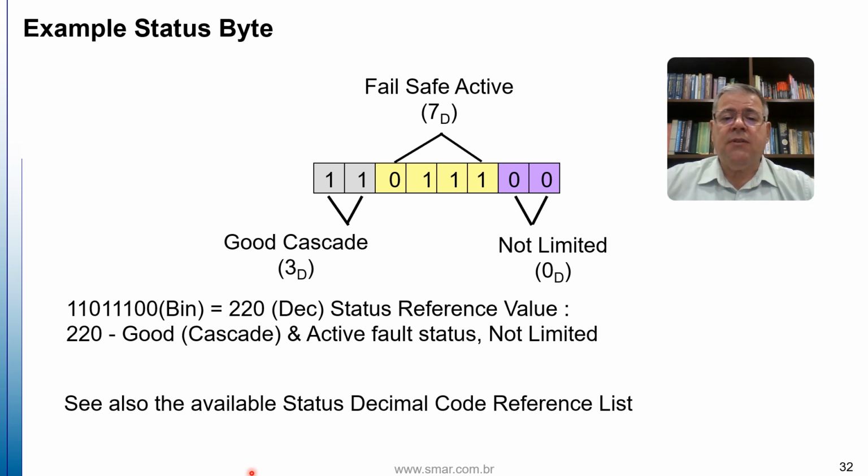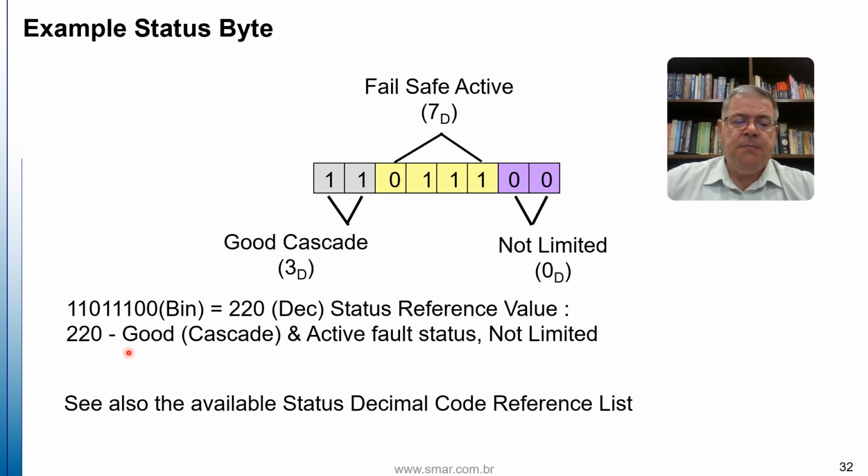Here we have an example in a status byte. Therefore, we have the code 11, which signifies good cascade, the number 3 in decimal form, as we noted previously. 0011 indicates an active failsafe and the set value in decimal. 00, for instance, is unlimited with no limits, 0 in decimal. So, an example of how this status appears on the network.